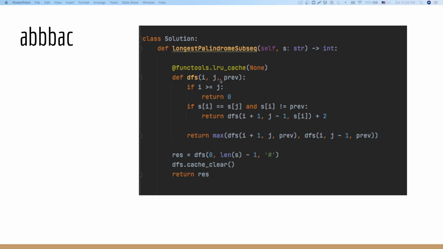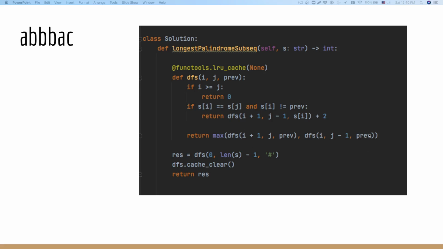How do we do that? We have the function with left, right, and previous character. Now this is a random character. We haven't assigned anything yet, and this is the base case. When i goes over j, we return 0, just like before. Now i is right here and j is right here, and they are not equal. So we either pick i plus 1 to j, which is BBBAC, or i to j minus 1, which is ABBBA. So we check ABBBA, and now we just ignore C. We don't care about C anymore.